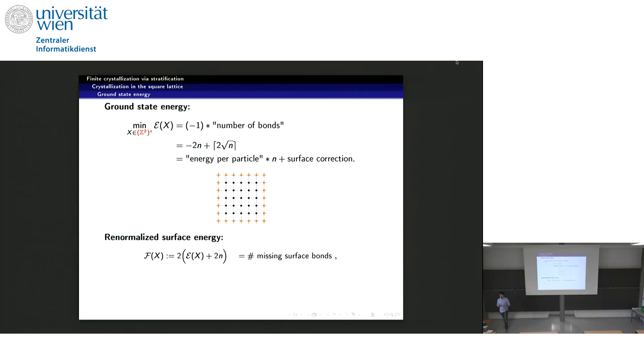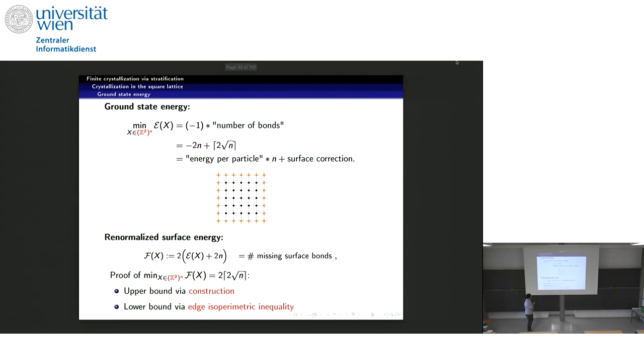And you see that minimizing the energy is equivalent to minimizing this object here. And this is nothing else than an isoperimetric problem. I'm trying to minimize a perimeter in this discrete sense. And this should be the solution of this isoperimetric problem. In the following, I want to show why this is the correct number. The upper bound will be done by a direct construction, and the lower bound will be an isoperimetric inequality.